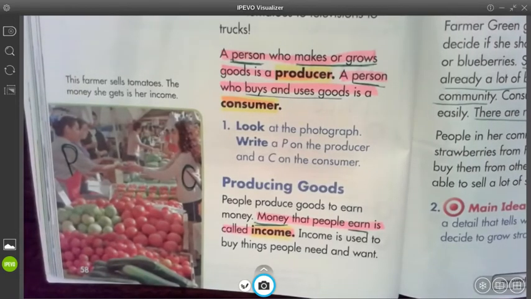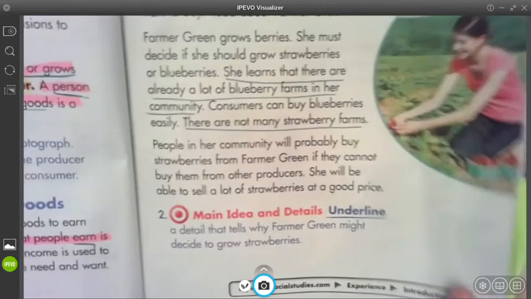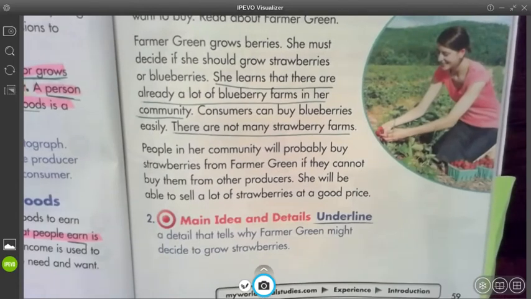So when you have a job, you get income. That's your money. Then we started talking about Farmer Green. She had to decide between growing blueberries or strawberries. There were already lots of blueberries, so she decided to grow strawberries. And then that kind of is where we're going to pick up today.